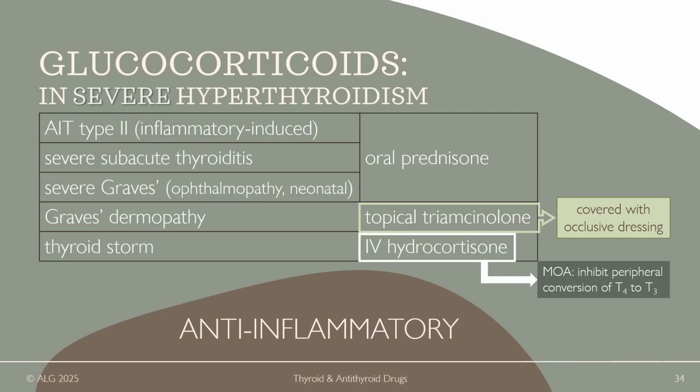Glucocorticoids are anti-inflammatory agents used to manage severe thyroiditis that is induced by amiodarone or viral infection. It may also be given to relieve symptoms of Graves' ophthalmopathy and manage severe metabolic stress in neonatal Graves' disease. As for Graves' dermopathy, a topical steroid such as triamcinolone is applied to the affected area and covered with occlusive dressing. In thyroid storm, IV hydrocortisone may be added not just to protect the patient against shock, but also to reduce thyroid hormone levels by peripheral inhibition.